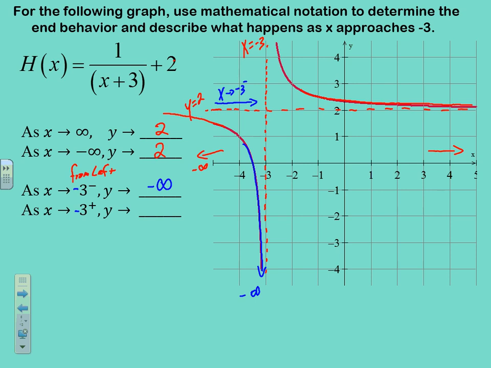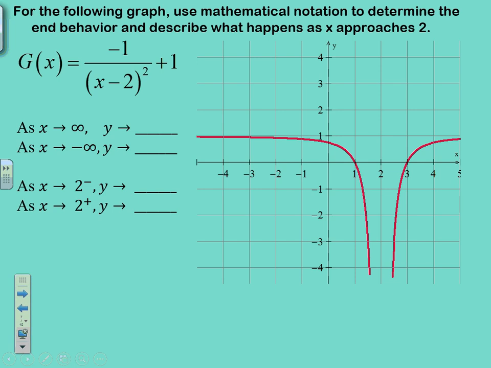And so here, where it says negative 3 plus, meaning it goes in from the right side, okay? So we're looking at it this way. As x comes toward negative 3 from the right side, moving in to the left, what does y do? Well, following the curve, it's going to go up and up and up to a positive infinity, and that's how we would write our notation.